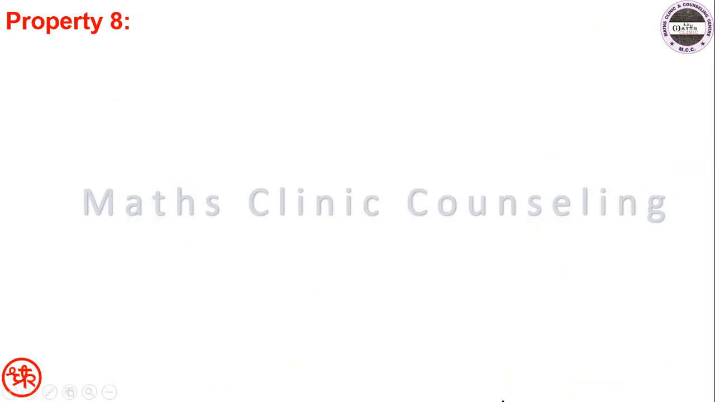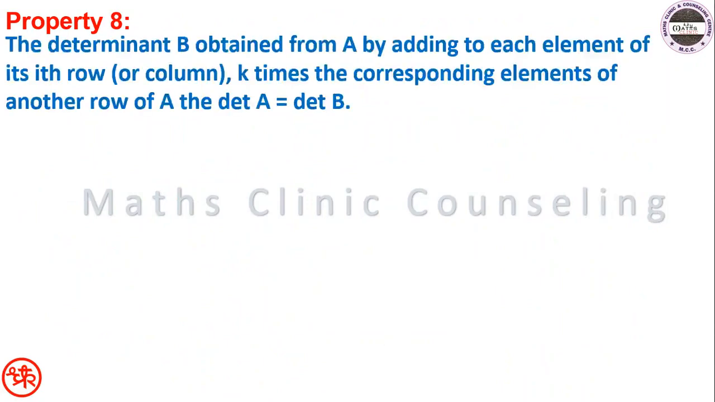So this was property number 7. Now we see property number 8. The determinant B. Look at here. A was the given determinant, and B is an obtained determinant from A by adding to each element of the ith row k times the corresponding elements of another row of A.